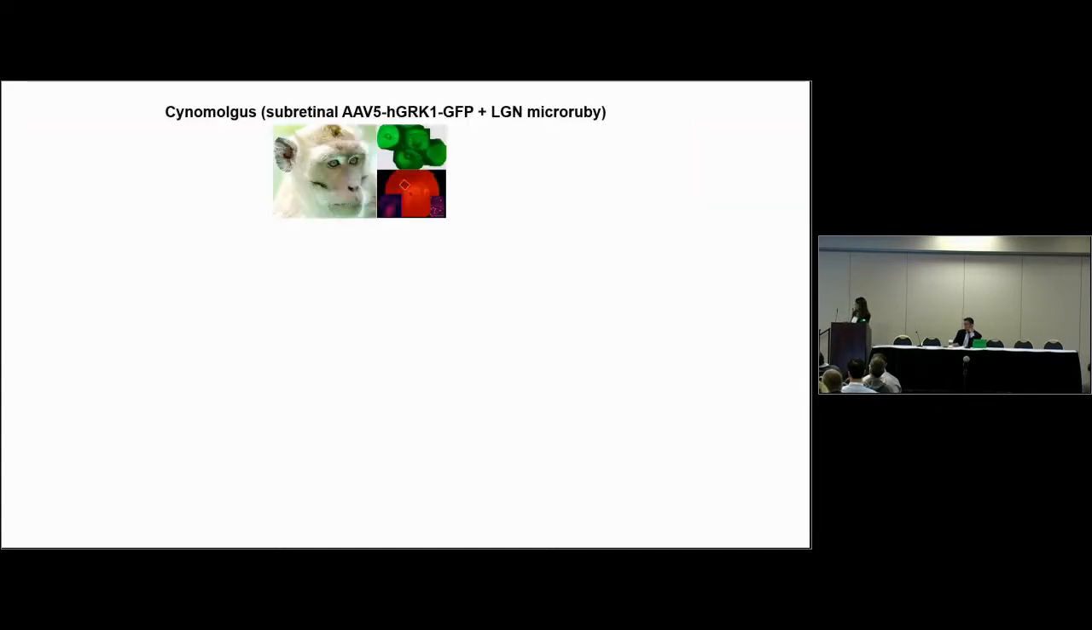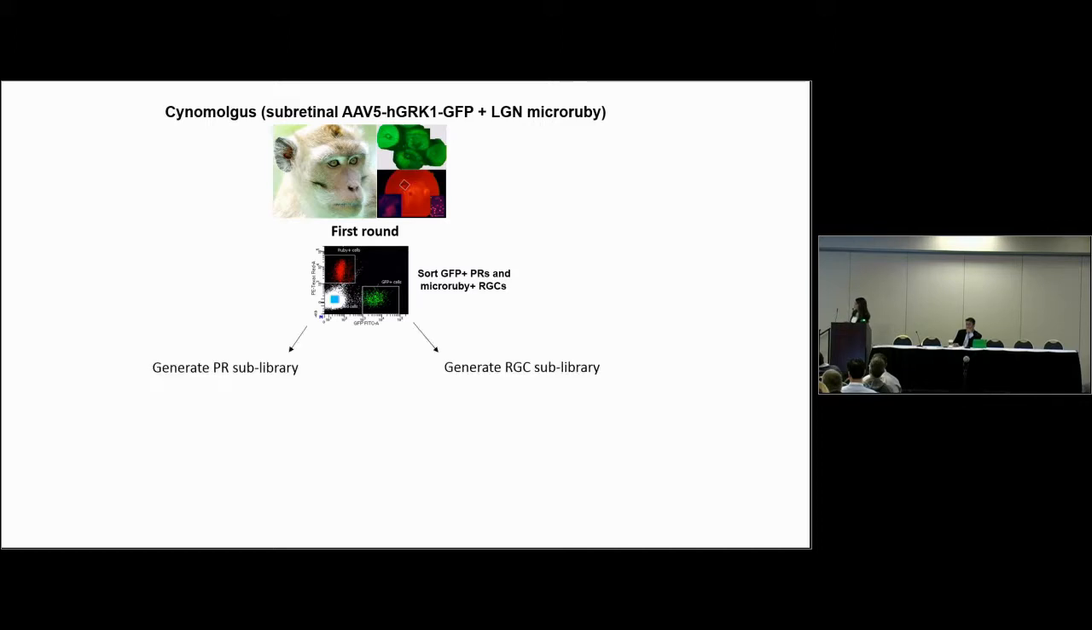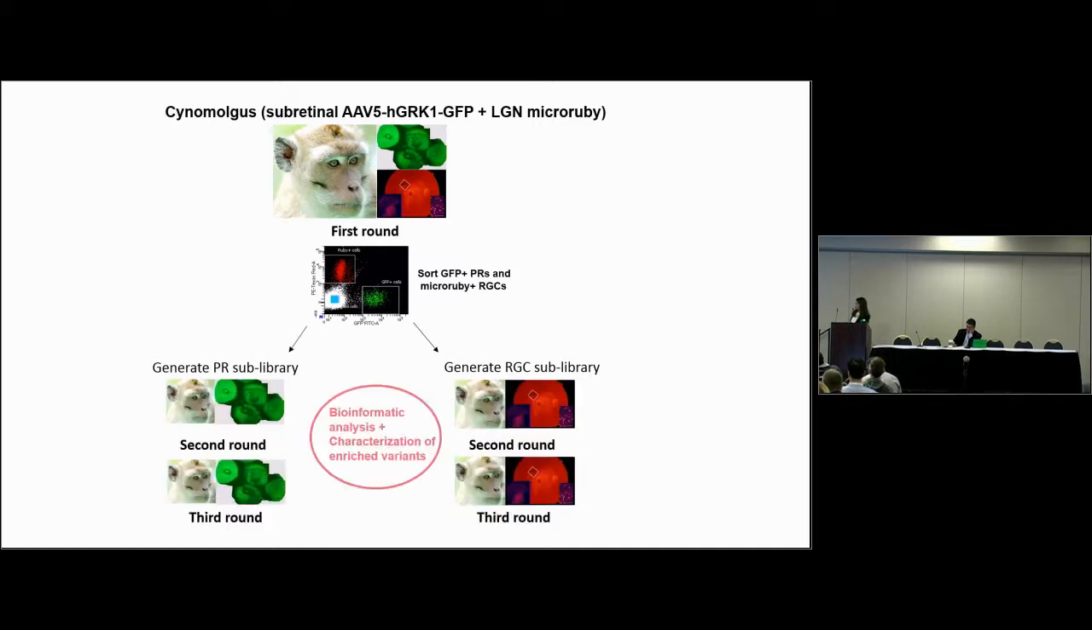Okay, so what we did then was inject the capsid library into the monkeys that we had made sortable. We performed a first round and then separated them out into two sub-libraries, one that was photoreceptor specific and one that was RGC specific. Performed additional rounds of screening and then bioinformatic analysis out the back end and also characterization of the enriched variants in mouse to begin with.